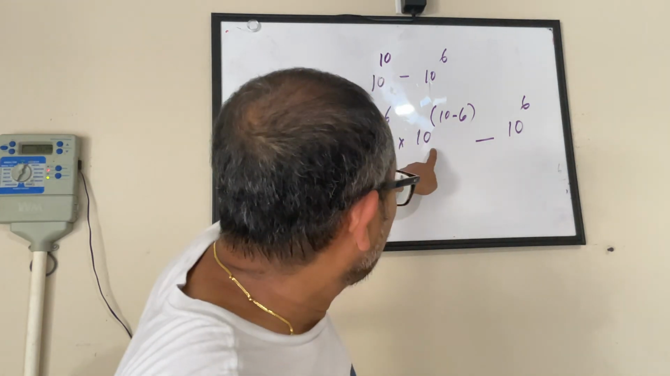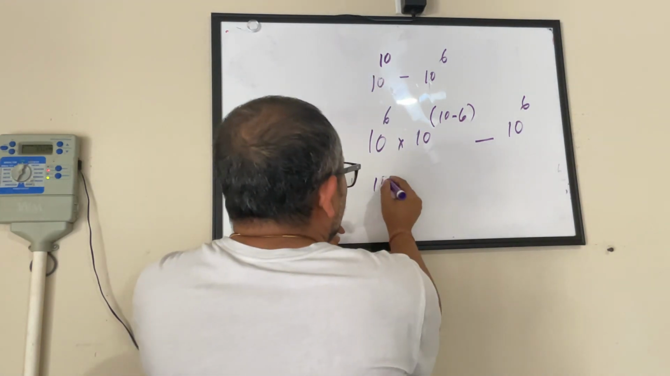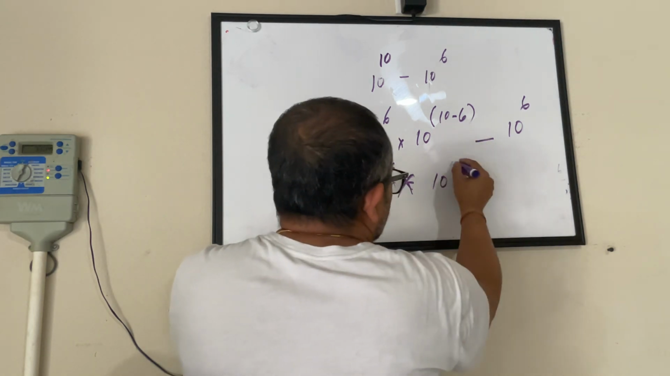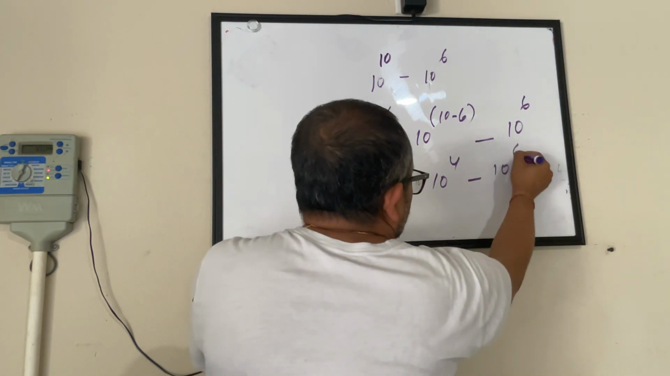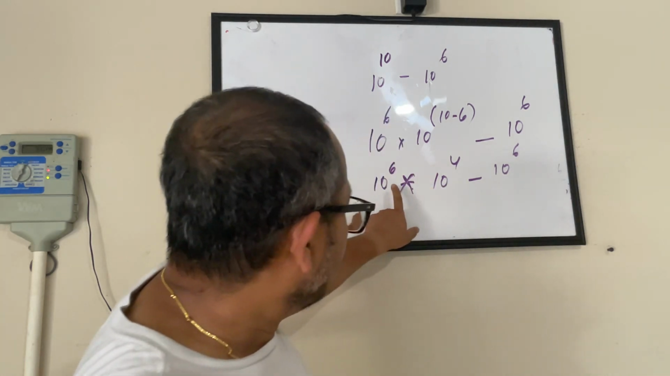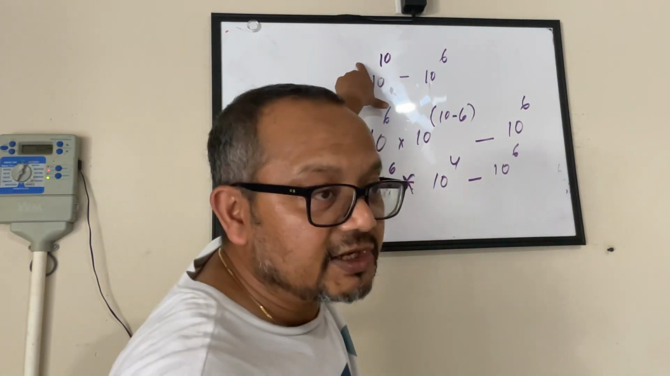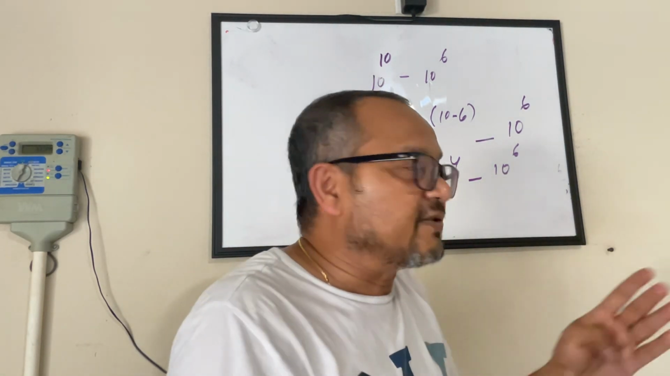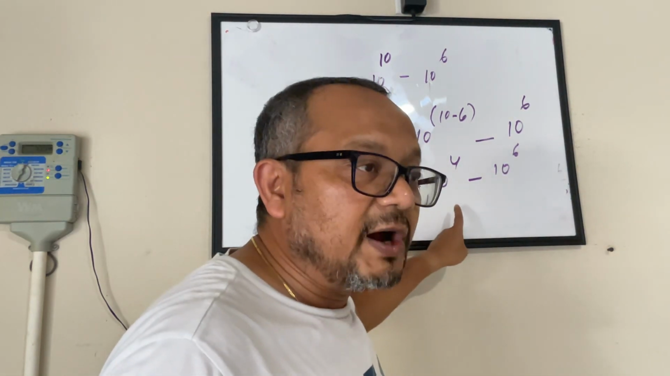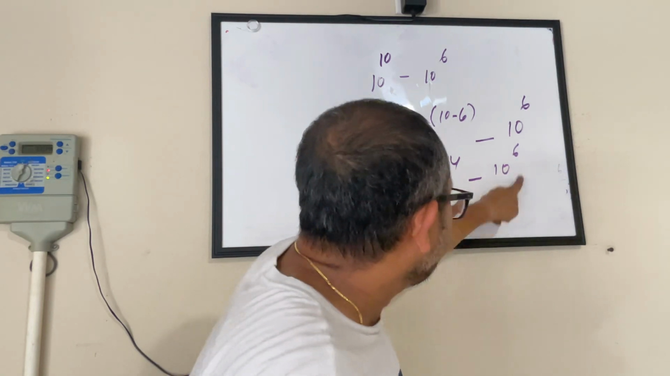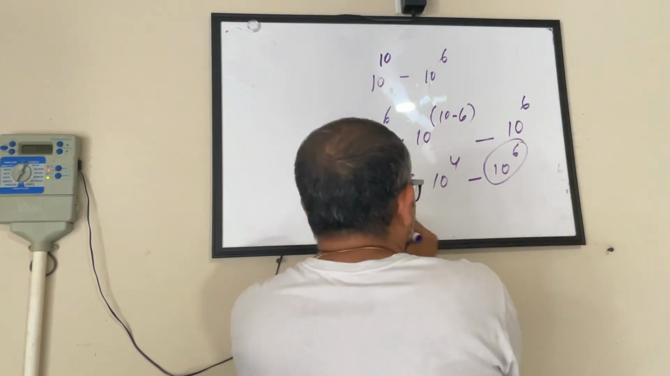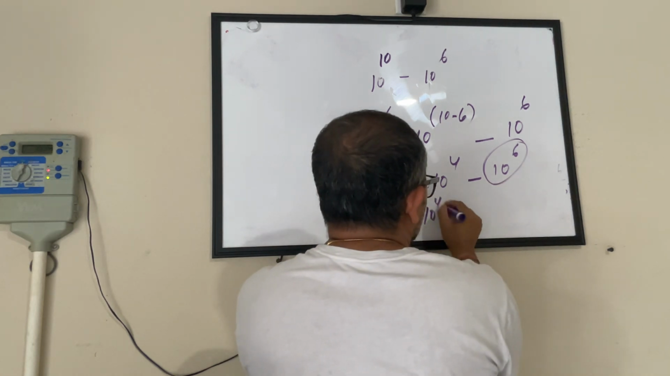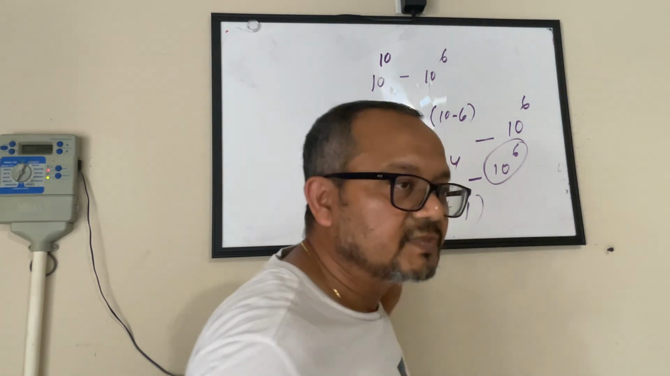So now it becomes 10 to the power 6 into 10 to the power 10 minus 6, which is 4, minus 10 to the power 6. See, you did not change anything. 6 plus 4 becomes 10 only. We just found a convenient way to break it into two parts, and now I can take the common thing out and do my calculation. So it becomes 10 to the power 4 minus 1.